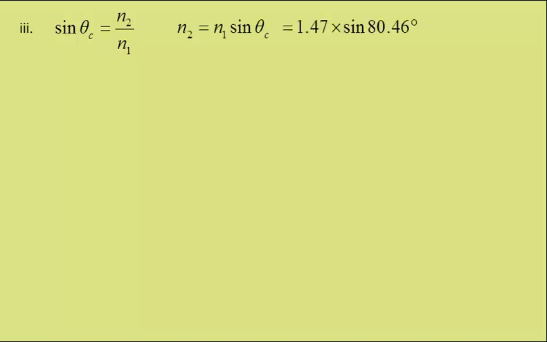In part 3, we're to find the refractive index of the cladding. Well, we can use the sine of the critical angle as n2 over n1, and rearranging for n2, we can then put in the values, and we get 1.45.